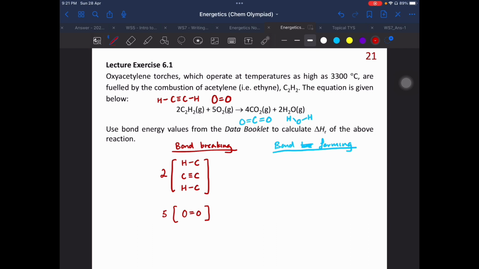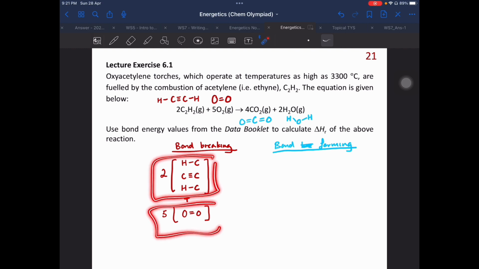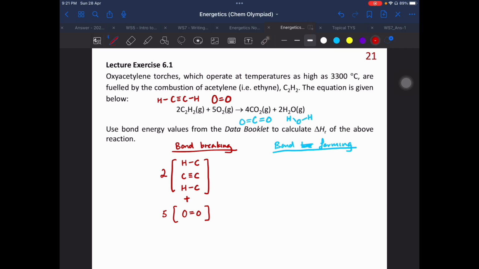Right, so when you add up these 2 sets of energy, depending on what the values are, and multiply it by the specific sets, you will end up with the energy that you need for bond breaking. Okay, so bond forming, we are looking at the formation of a C=O and a C=O over here based on CO2, and this we need 4 sets of it. And then we will need an H-O as well as an H-O, and this one we will need 2 sets of it, right?